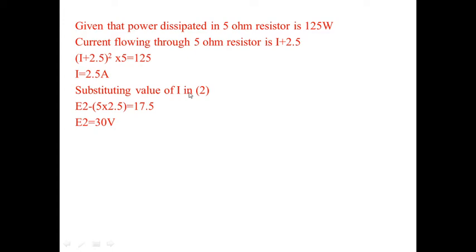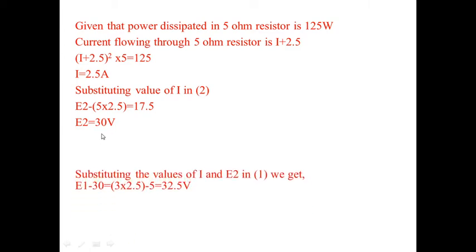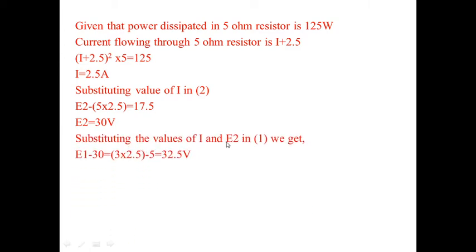Substituting the value of I in equation number 2, we can also substitute in equation number 1. Substituting in equation number 2, you will get E2 minus 5 into 2.5 equal to 17.5. So the E2 value is 30 volts. Similarly, you can substitute the values of I and E2 in equation number 1.